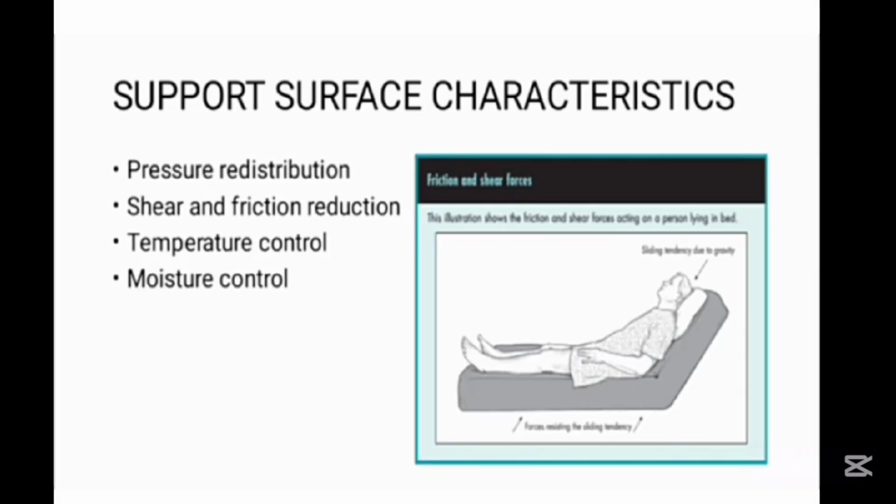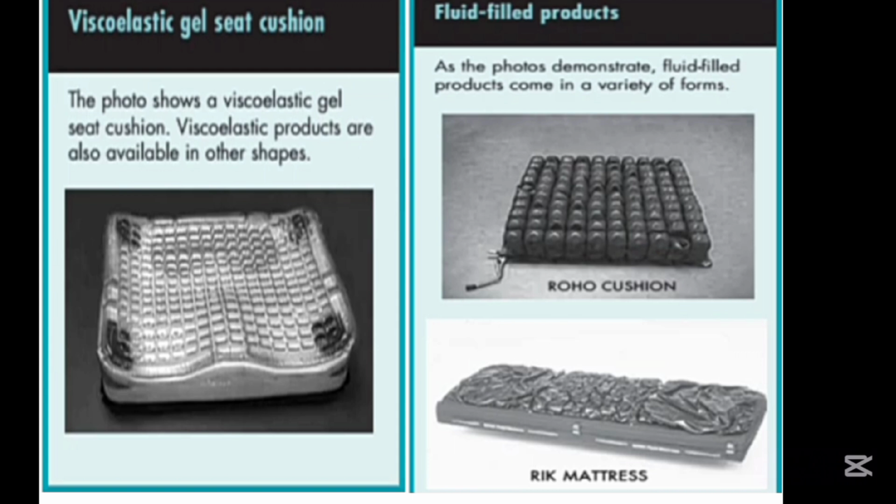Moving forward to the support surface characteristics. There are 4 main characteristics. Number 1 is pressure redistribution, then shear and friction reduction, temperature control, and moisture control. We have different kinds of products that we can use in wound care, especially in positioning and support surface performance. Viscoelastic gel seat cushions are used, fluid filled products are used, and risk mattresses are used. This is very important for cushioning and providing support.